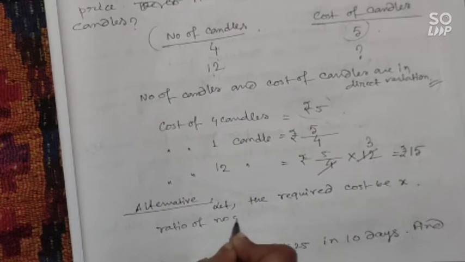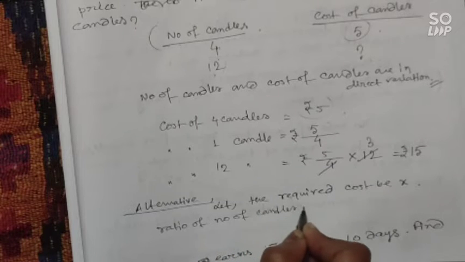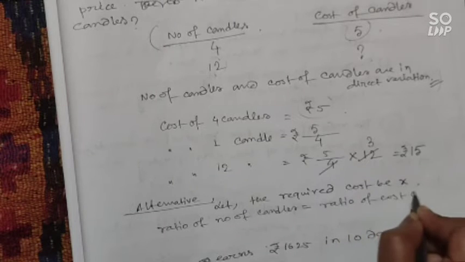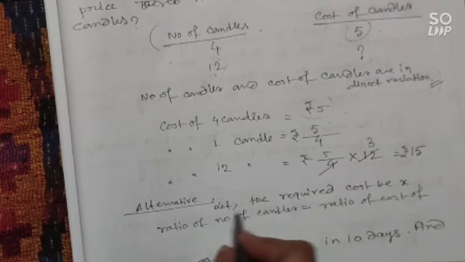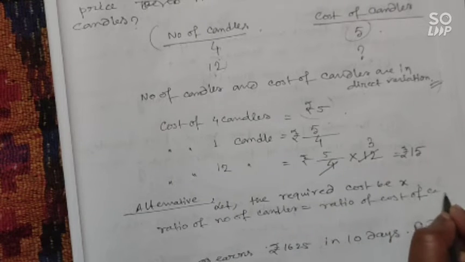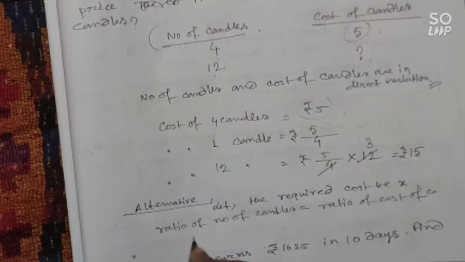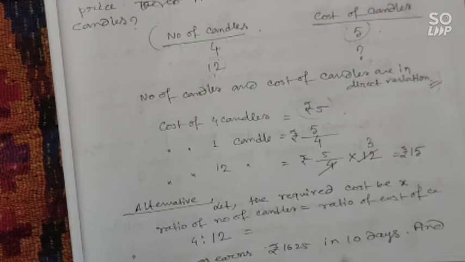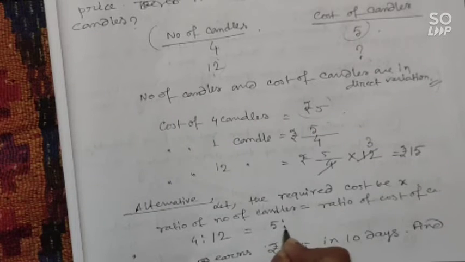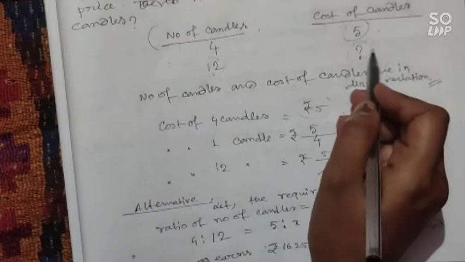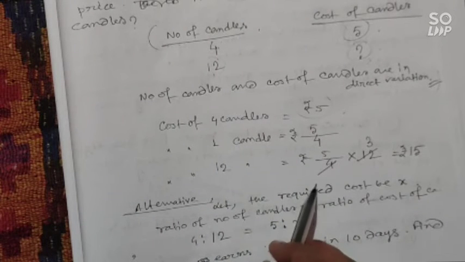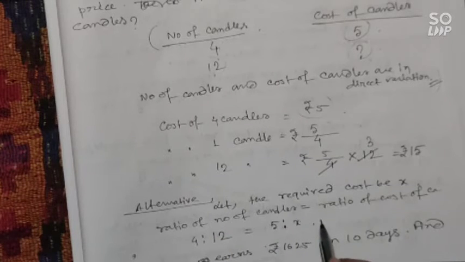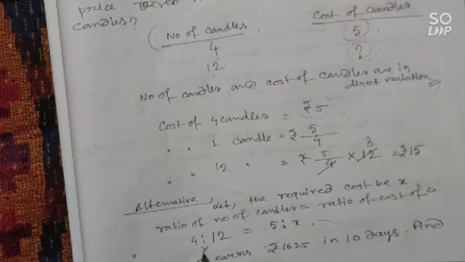রেশিও অফ নাম্বার অফ ক্যান্ডেলস equal to the ratio of cost of candles. Then the ratio of number of candles, that is 4:12, equal to the ratio of cost of candles, that is 5:x. এখানে আমরা required quantity x ধরে নিয়েছি, so 4:12 equal to 5:x. Here we have to find the value of x. There is no space, so we will solve this here.